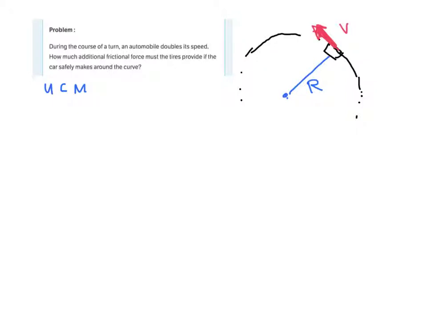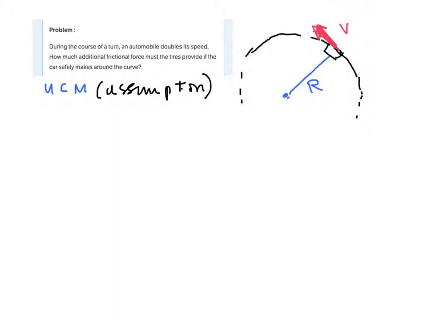So it's going to some kind of turn, and let's presume that it's a circular turn and that the velocity doesn't change. That's a big assumption. Okay. Now, what's the frictional force?